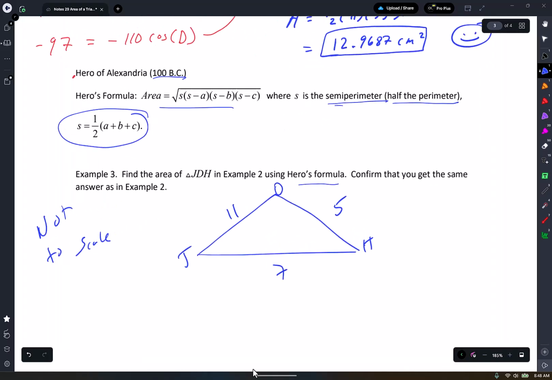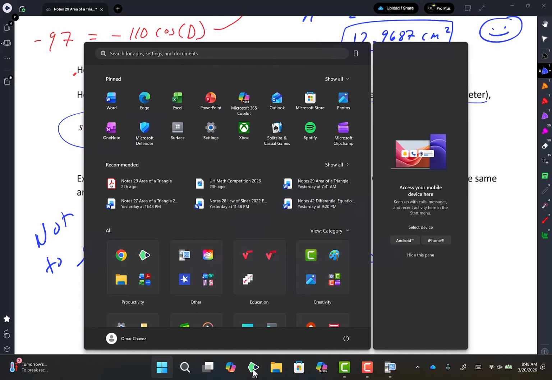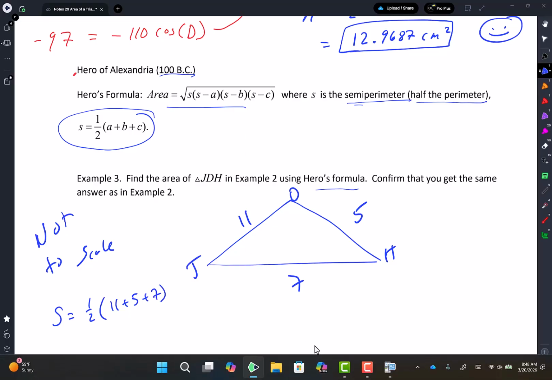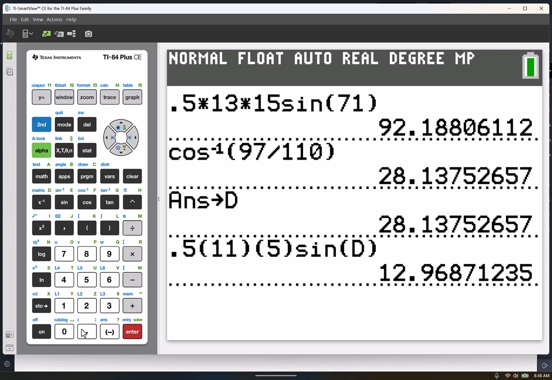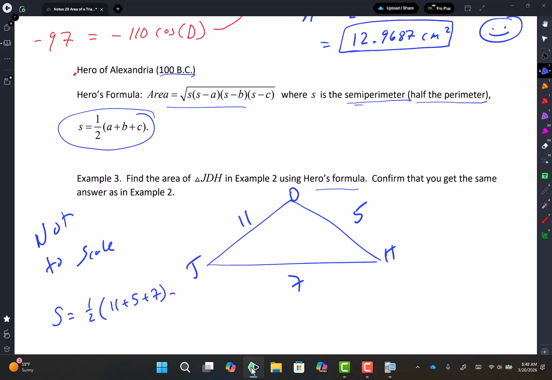All right, the first thing I'm going to do is calculate my S. 1/2, parenthesis, 11 plus 5 plus 7, close. I take my calculator and go 0.5, open parenthesis, 11 plus 5 plus 7, close it, and bam, there it is, 11.5. I guess I didn't even need the calculator, but it's fine.